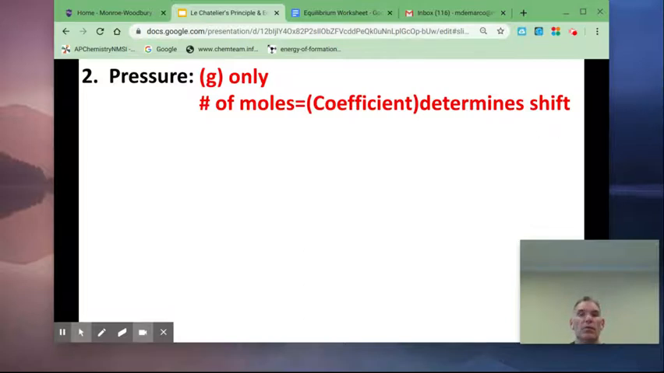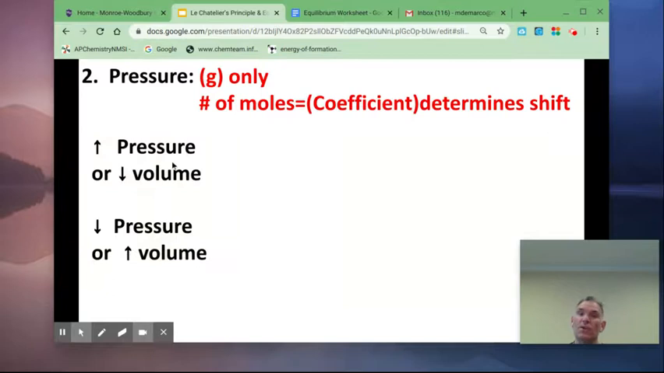Now, when we're talking about pressure, they can ask this question in two ways. They can say, I can change the pressure or the volume, because remember, they're linked together. If I increase pressure, right? Think about it.